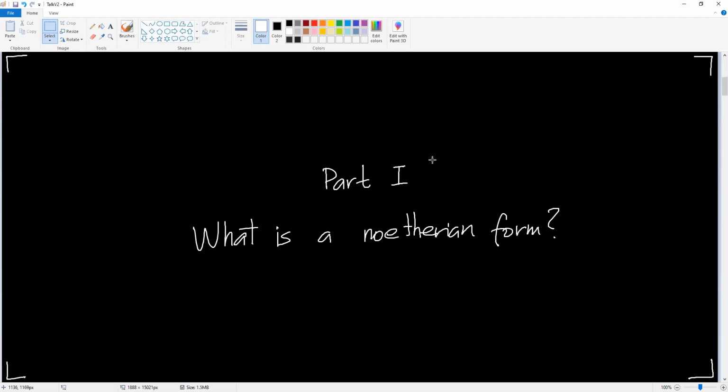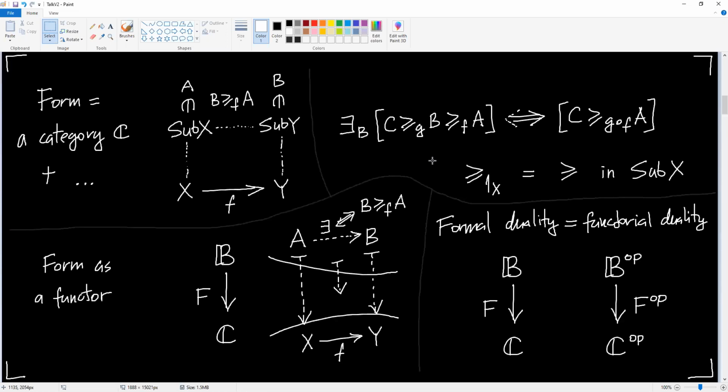Okay, so the first part is trying to answer the question, what is a Noetherian form? And before that, we're going to look at the question, what is a form? So a form is a category equipped with an additional structure that specifies abstractly subobject posets. So in general, in a category, you can define a subobject as a monomorphism going into an object. But in a form, a subobject is an abstract entity. It doesn't have to be a morphism at all.